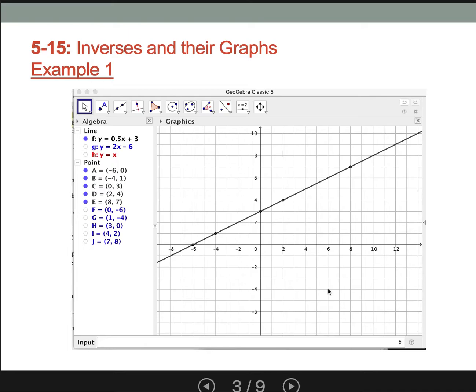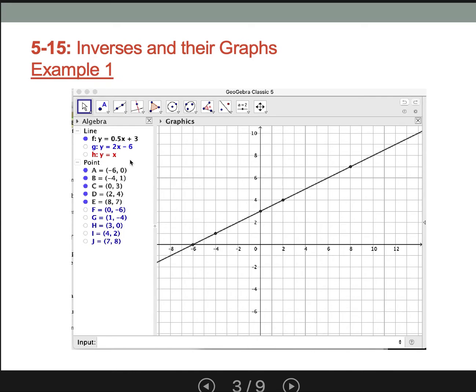Okay, we're going to do this example first. Yesterday we learned about the definition of inverse functions, and we learned that the x and y values switch for the points. Today we're going to look at what happens with inverse functions on a graph.